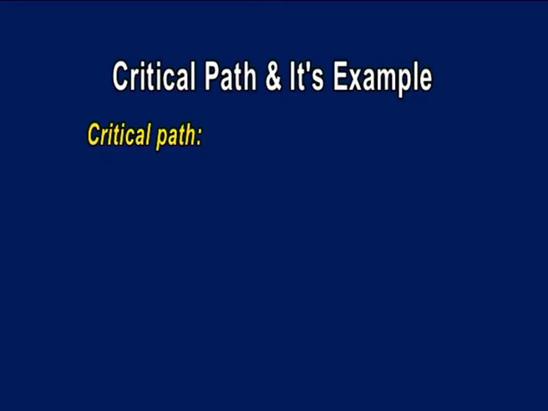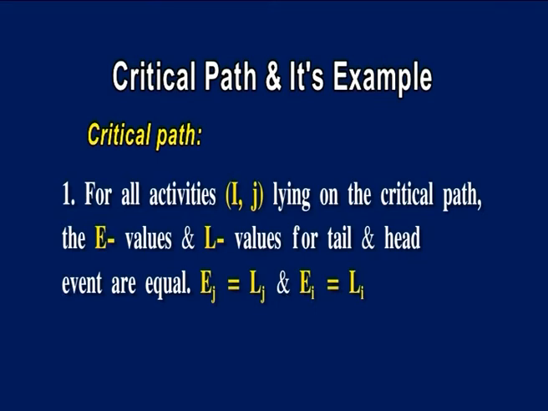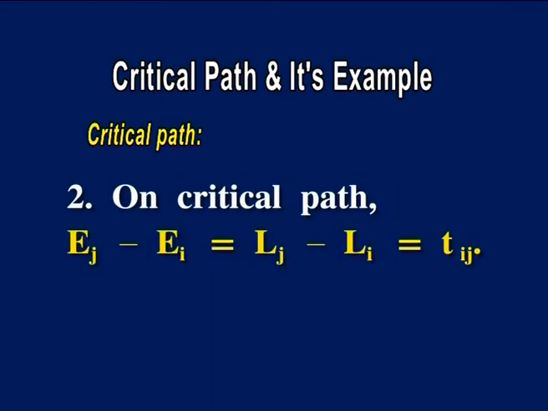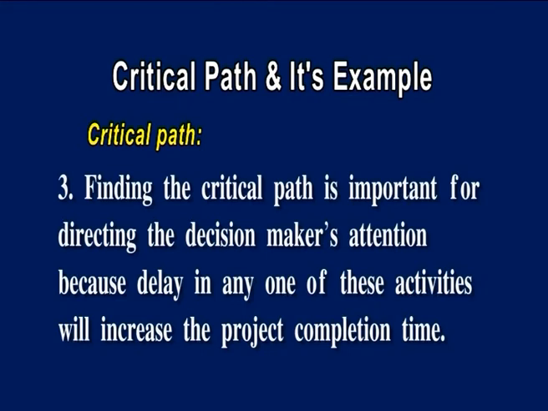The critical path of a network diagram can be identified as follows: for all activities ij lying on the critical path, the E values and L values for tail and head event are equal. That is, E of j is equal to L of j and E of i is equal to L of i. On the critical path, E of j minus E of i is equal to L of j minus L of i is equal to T of ij. Finding the critical path is important for directing the decision maker's attention because delay in any one of these activities will increase the project completion time.